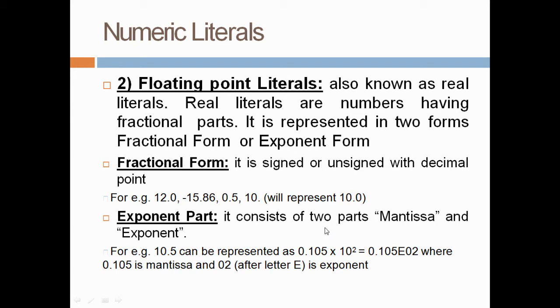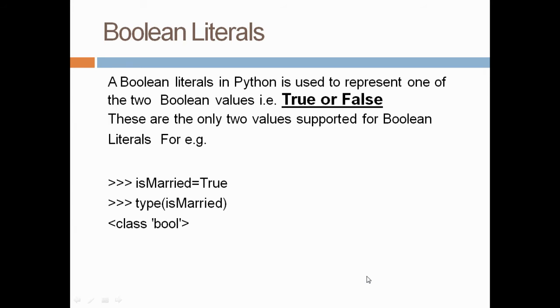Exponent form consists of two parts, mantissa and exponent. For example, 10.5 can be presented as 0.105 times 10 to the power 2, which equals 0.105E02, where 0.105 is the mantissa and 02 is the exponent part.